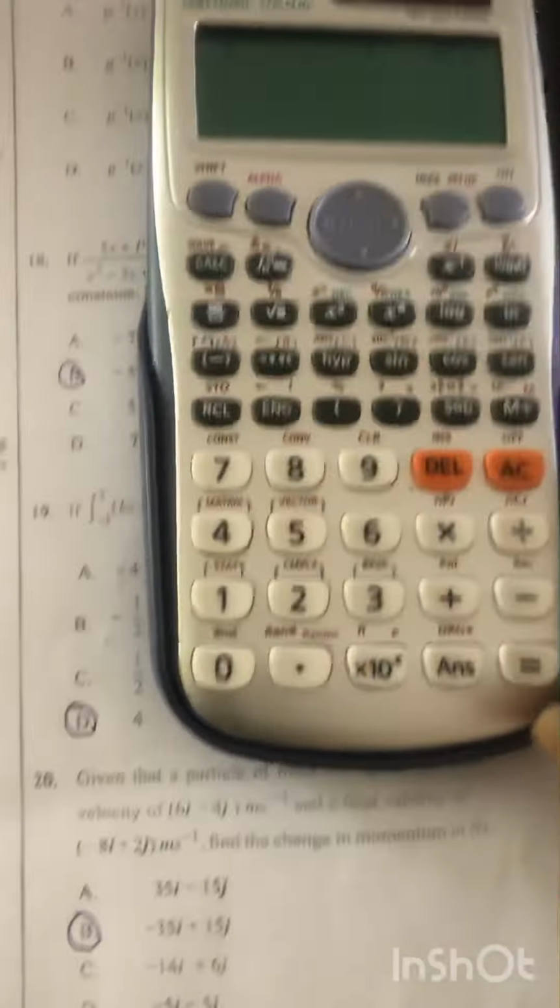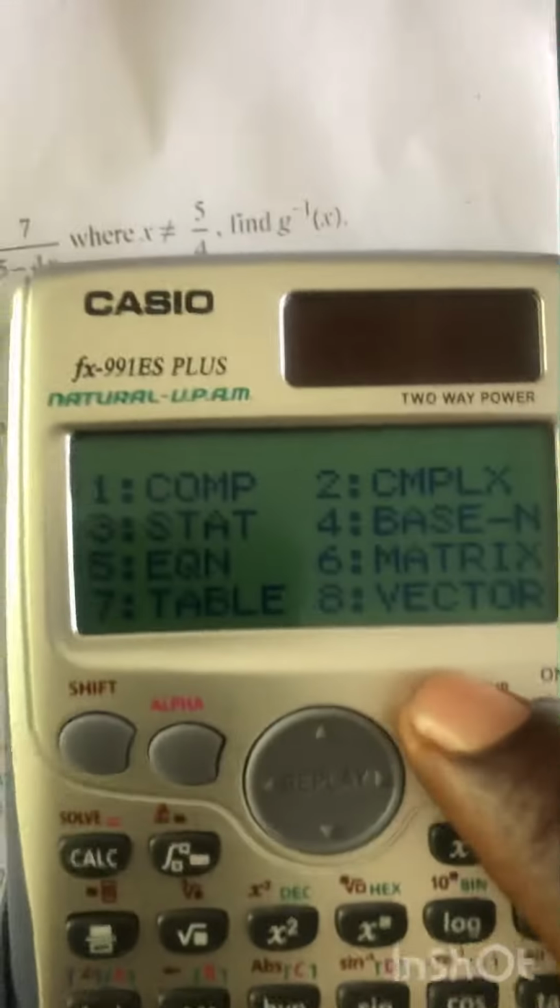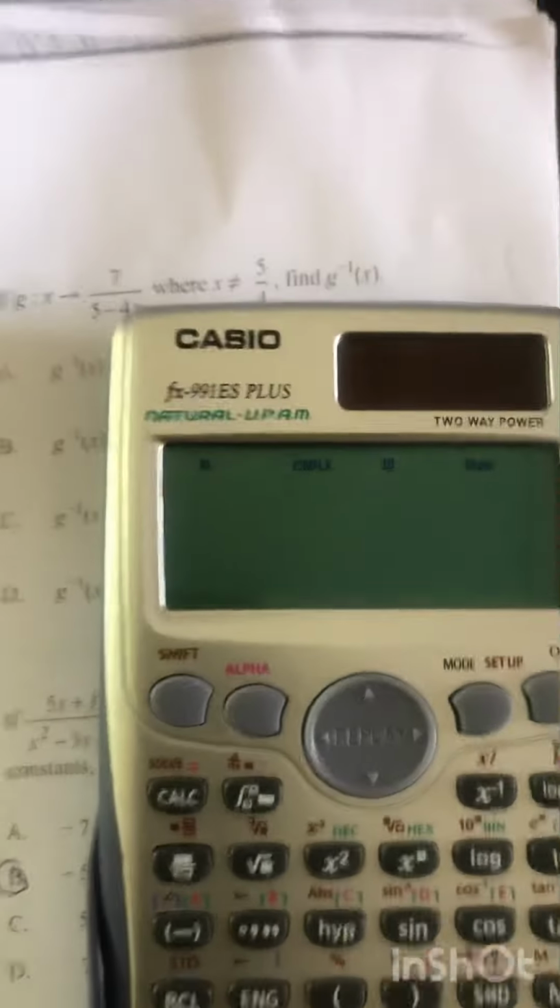Question 20 says, given that a particle of mass 2.5 kg has initial velocity of 6i minus 4j meters per second, and the final velocity is -8i plus 2j meters per second, find the change in the momentum in Newton seconds. So this is very easy. Change is just subtraction, but it has a mass of 2.5. So we subtract one from the other and multiply by 2.5. And this can be done only with the complex mode. So I press mode, I select complex.